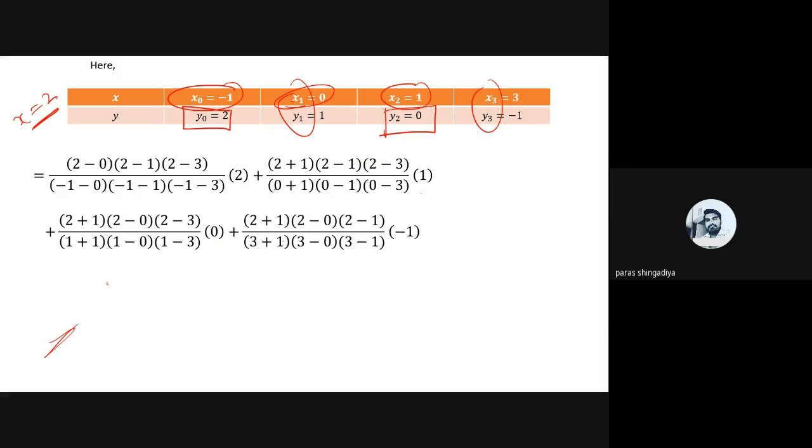And what is the answer of the first term? It is a perfect value. There is no such numeric decimal answer that will arise. 2 minus 0 is equal to 2. 2 minus 1 is 1, and 2 minus 3 is -1. Now the product of the numerator is equal to -2.